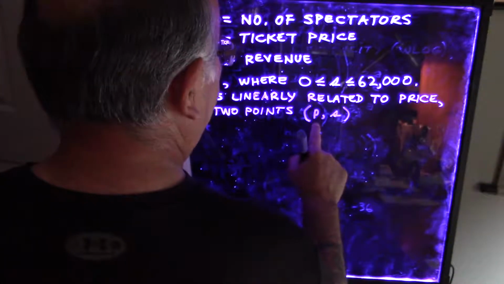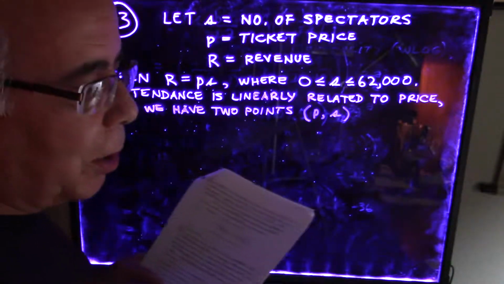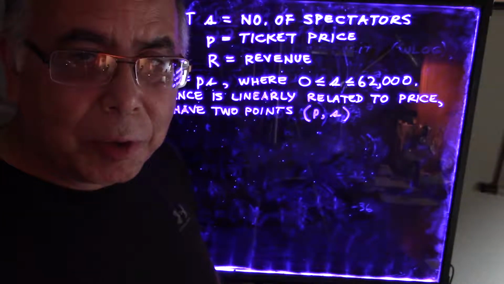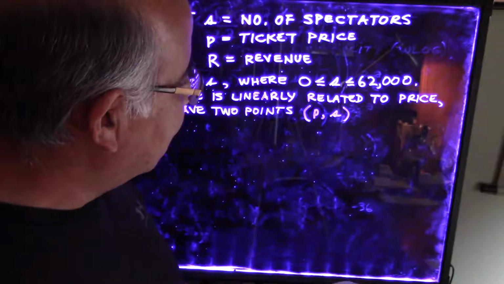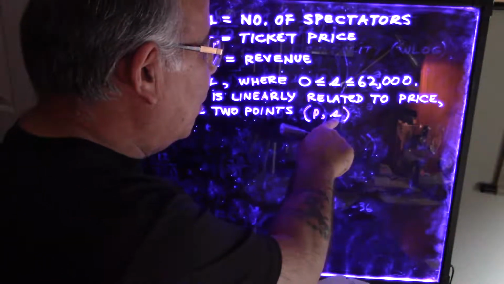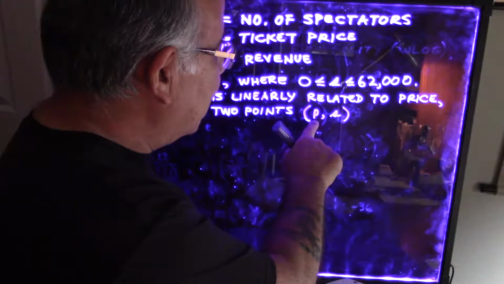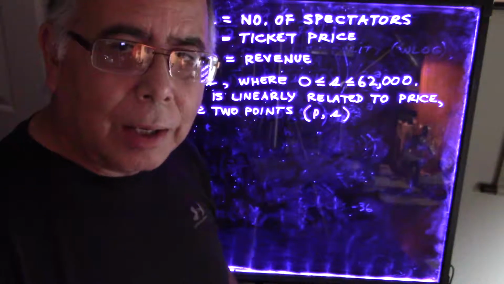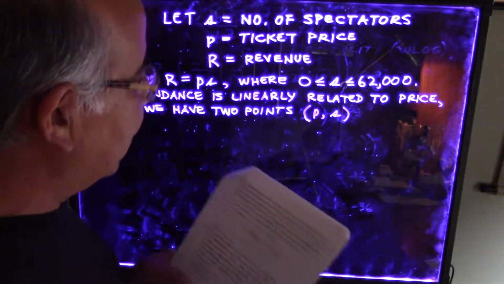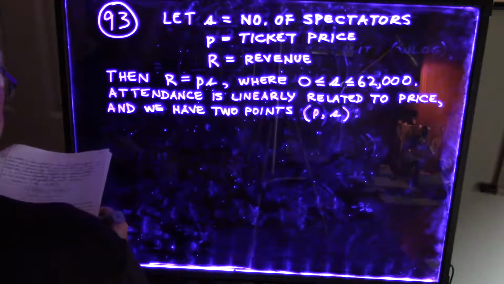PS for price and number of spectators, because it seems to me that price should be the independent variable. In other words, you set the price and that determines the number of spectators. It may not be exact, but if you raise the price, you're going to lower the number of spectators and vice versa. So price is the independent variable and the spectators would be the dependent variable. All right, it depends.